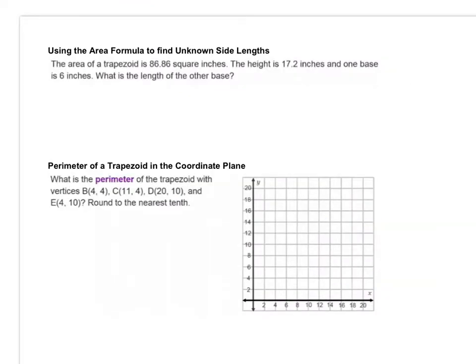On this one, the question is asking us to use the area formula to find unknown side lengths. The area of a trapezoid is 86.86 square inches. The height of this is 17.2 inches, and one of the bases is 6 inches. What is the length of the other base?